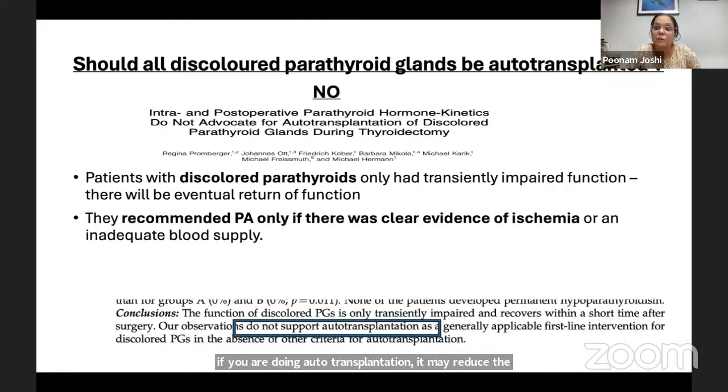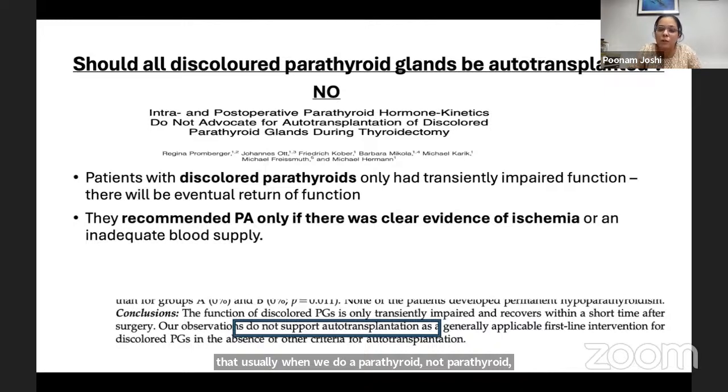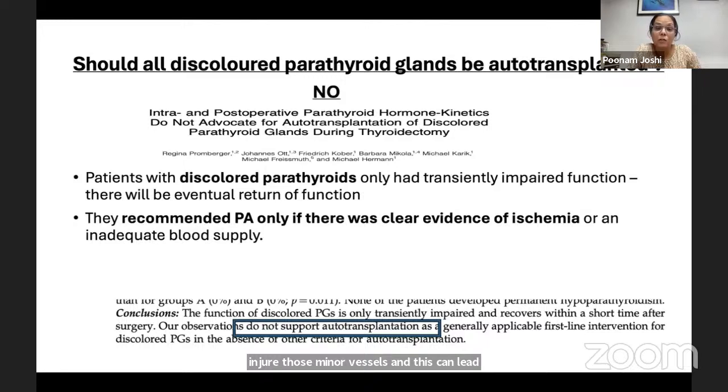So the question comes, when we do a post-total thyroidectomy, it's very common. We know the minor vessels are very fine when we do a total thyroidectomy. Even if you are very meticulous, many times you are going to injure those minor vessels, and this can lead to discoloration of the parathyroid glands. So what should we do? Whenever there is a discolored parathyroid gland, should we remove it?